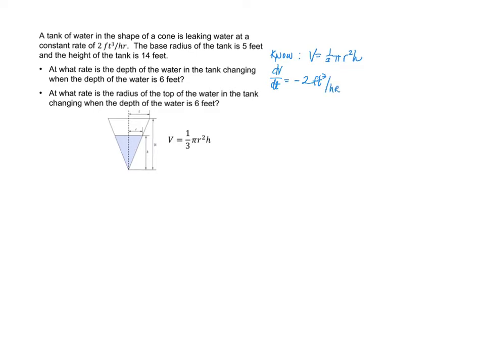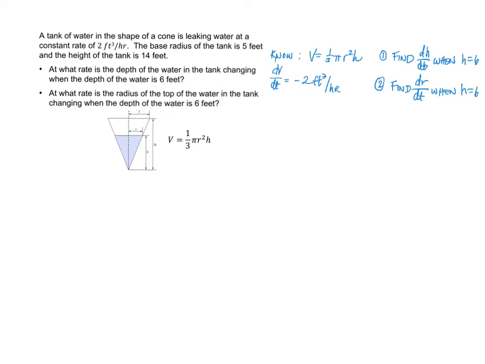We want to find, so for the first problem, we want to find the rate at which the depth of the water is changing. And depth here is given by h. So we want to find dh/dt when the depth is 6 feet, so when h is 6. And then number 2, we want to find the rate at which the radius of the top of the water is changing. That's given by r, so dr/dt when h equals 6.